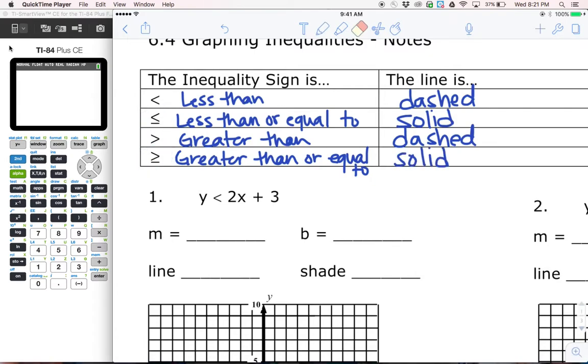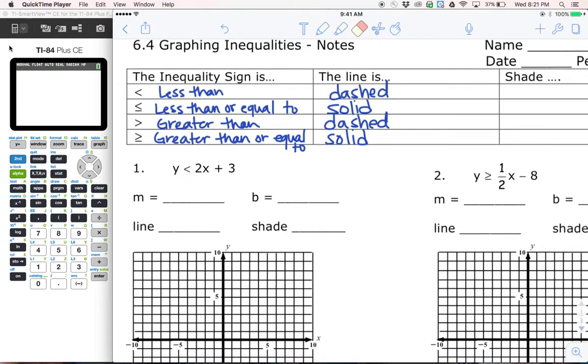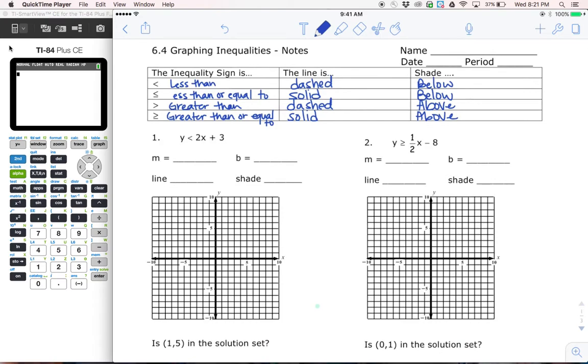The last column is telling us where to shade. You could probably guess what we're going to do for this. Our less than signs, whether or not the "or equal to" part is there, we'll shade below the line. Less than, below, you get it. If we've got a greater than or equal to sign, where do you think we're going to shade? Yep, above the line. Now, this probably makes no sense at this moment, so let's go ahead and look at an example.